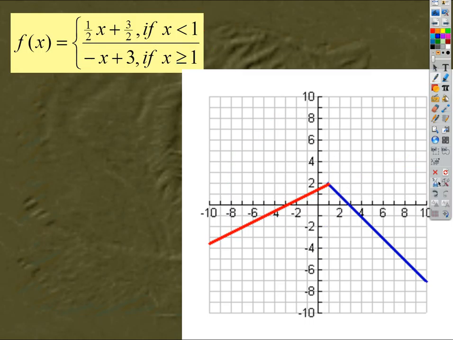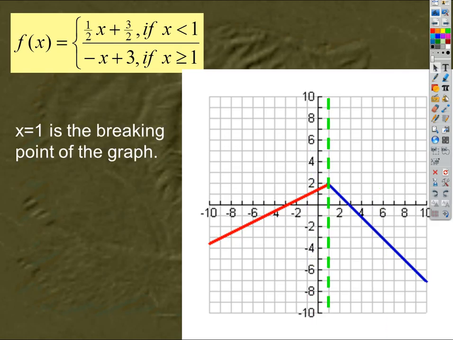Okay, let's move a little further with this. So we call x equals 1 the breaking point. And what I would encourage you to do here, at least initially when you're drawing these things, and this is really handy, is to go ahead and put a light dashed vertical line on the graph paper that reminds you where that breaking point is.